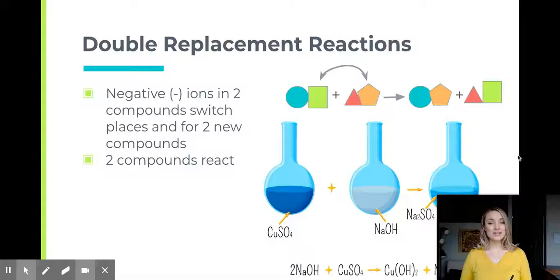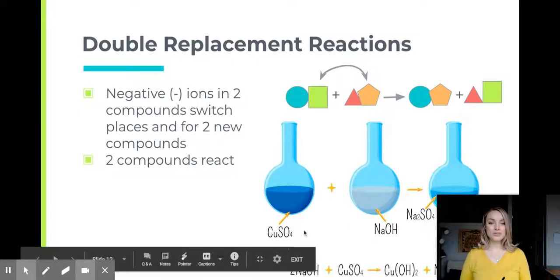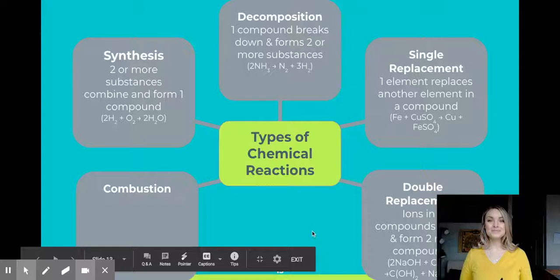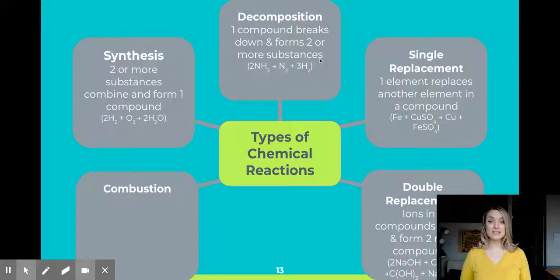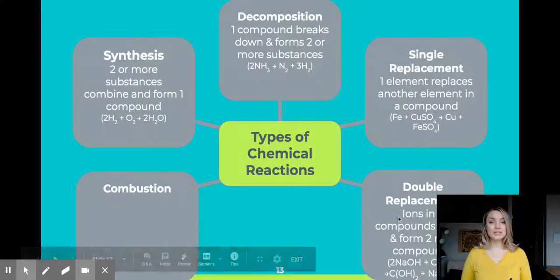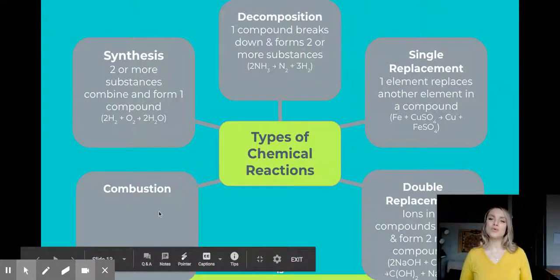So there you have it. We take our copper sulfate and our sodium hydroxide, and we're actually going to switch our copper and our sodium. A double replacement reaction is when ions in two compounds switch and form two new compounds. So we've covered a lot of ground already. We've talked about synthesis, decomposition, single replacement, double replacement, and we only have one left now.